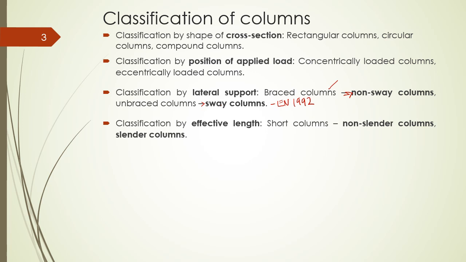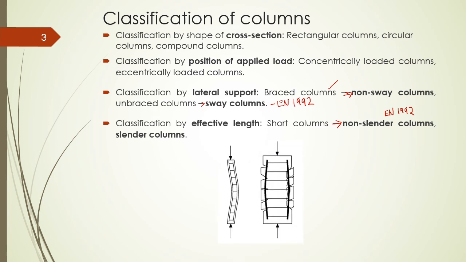We could classify columns by the effective length. We could have short columns, which is now referred to as non-slender columns in Eurocode, and we could have slender columns. The primary difference between non-slender and slender columns is that slender columns primarily fail by buckling, while non-slender columns fail by crushing.